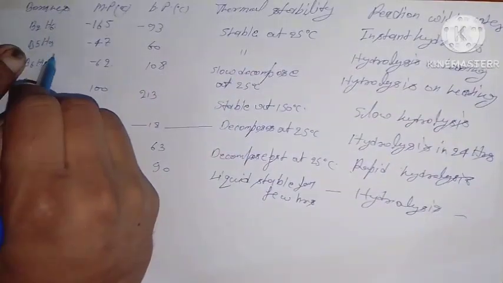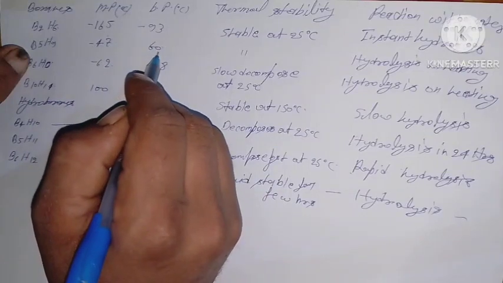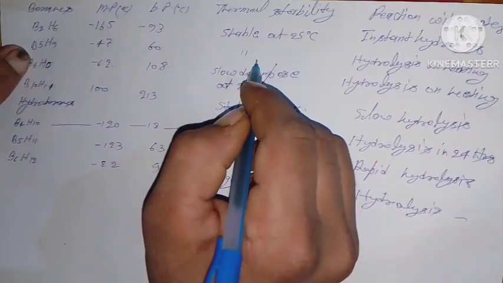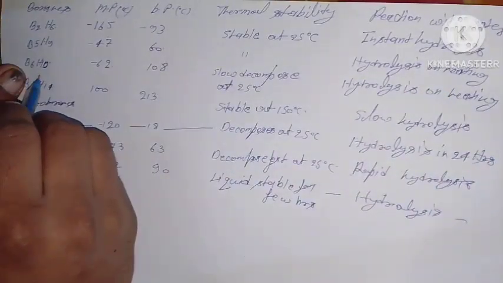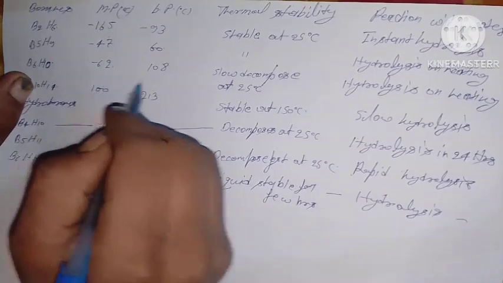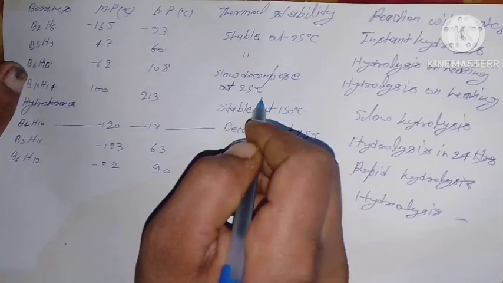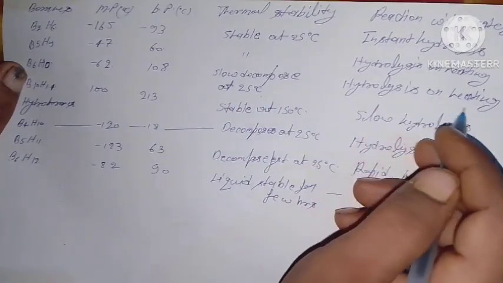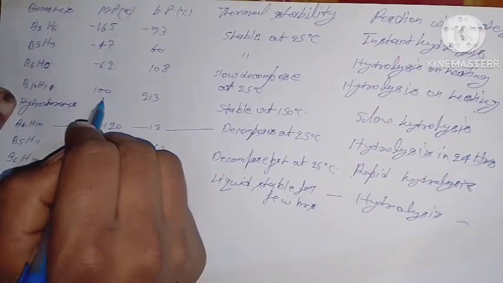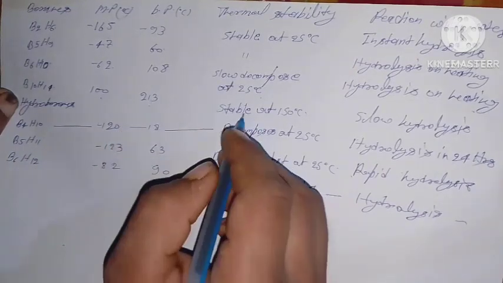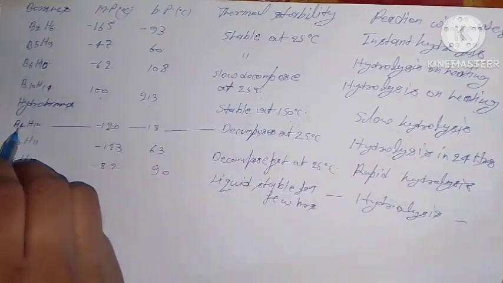Okay, and B5H9: melting point minus 47 degrees Celsius, boiling point 60 degrees Celsius, stable at 25 degrees Celsius, hydrolysis on heating. Okay, B6H10: melting point minus 62 degrees Celsius, boiling point 108 degrees Celsius, slow decomposition at 25 degrees Celsius, hydrolysis on heating. Okay, and B10H14: melting point 100 degrees Celsius, boiling point 213 degrees Celsius, stable at 150 degrees Celsius, and slow hydrolysis.